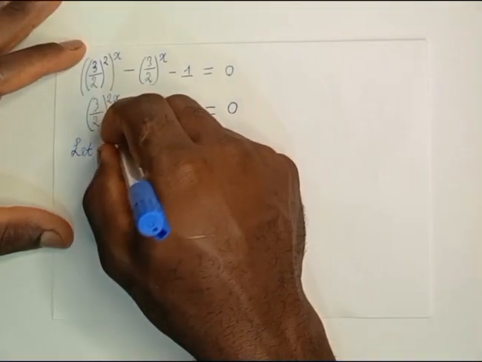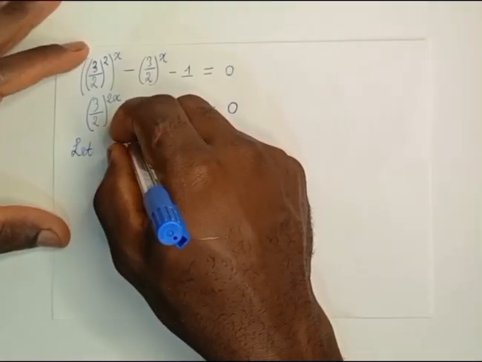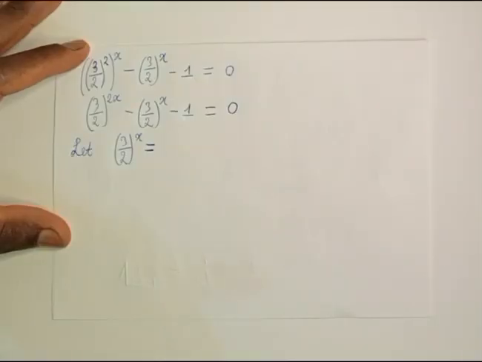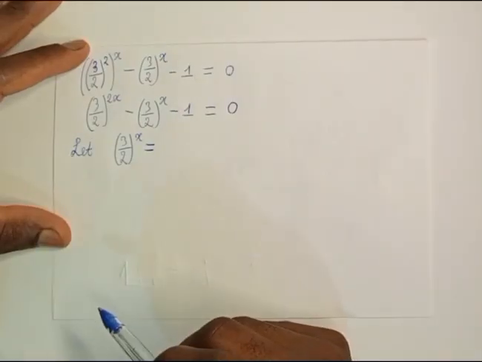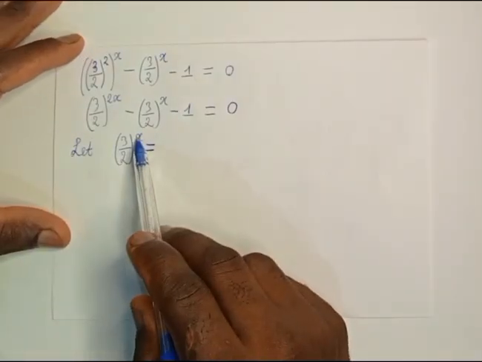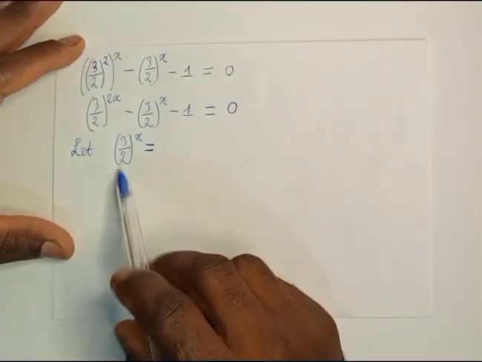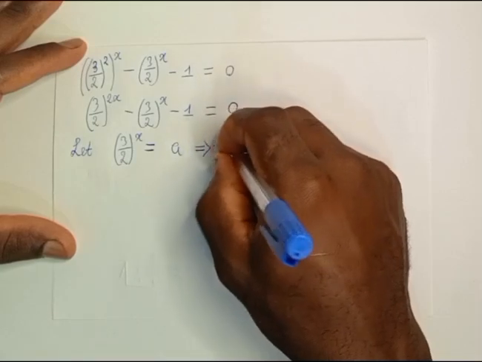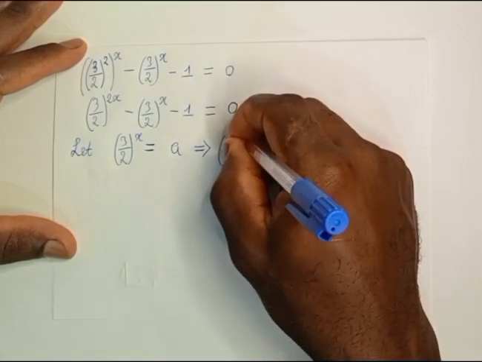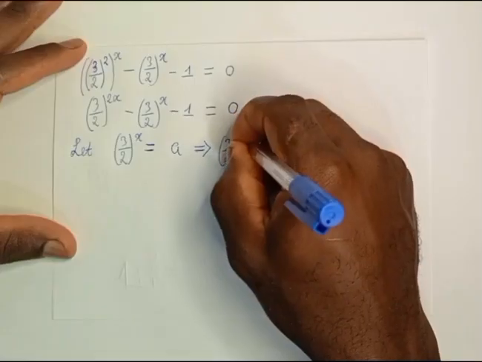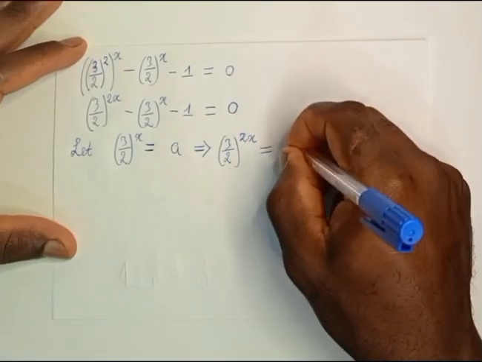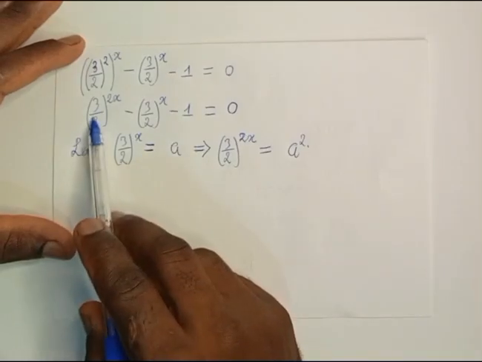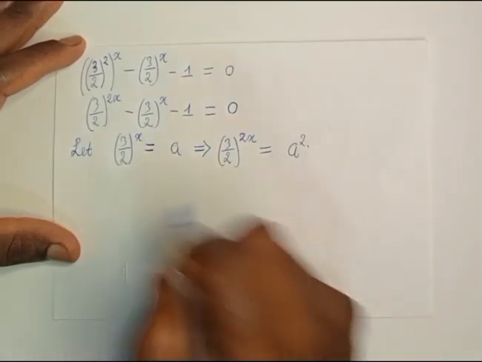letting 3 over 2 all this raised to the power x be equal to any unknown of our choice, but the unknown should be different from x. We are going to let this be equal to e. Then if we square both sides, 3 over 2 all this raised to the power x, squaring this gives us 3 over 2 raised to the power 2x is equal to e squared.